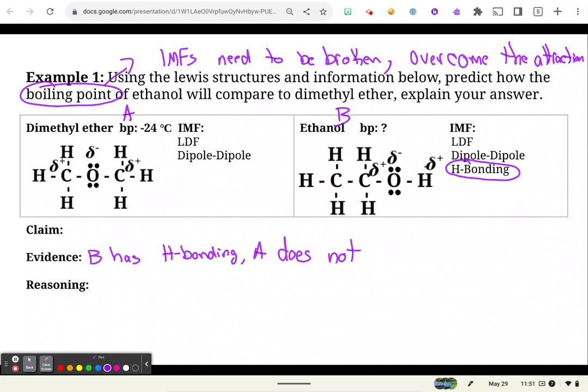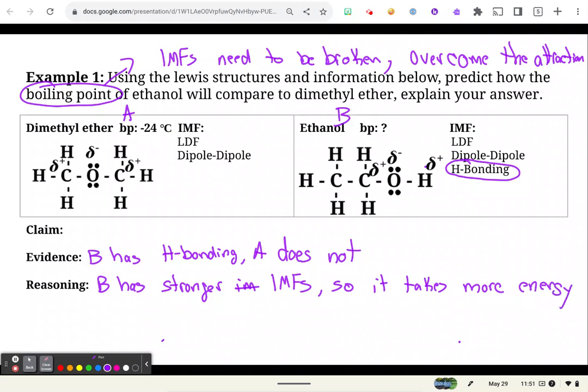Then the reasoning next. So then you have to say, well, why does this matter? And how does it connect to the boiling point? The reason it matters is because B has stronger intermolecular forces. So now I'm making a judgment: stronger IMFs. That is what that evidence tells me. So it takes more energy to separate the particles or overcome the attractions.